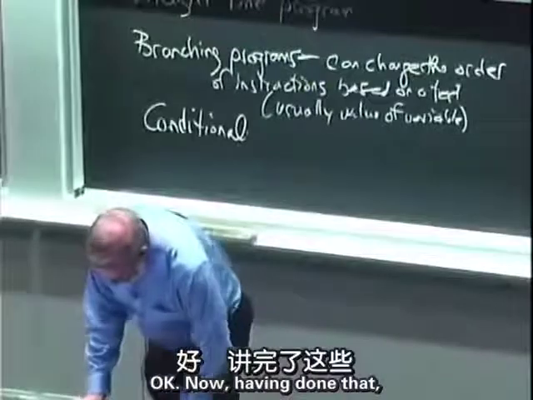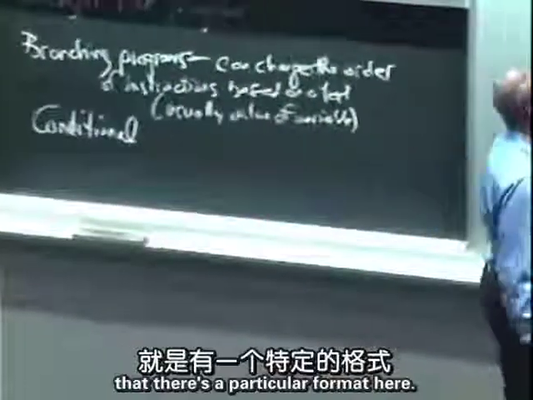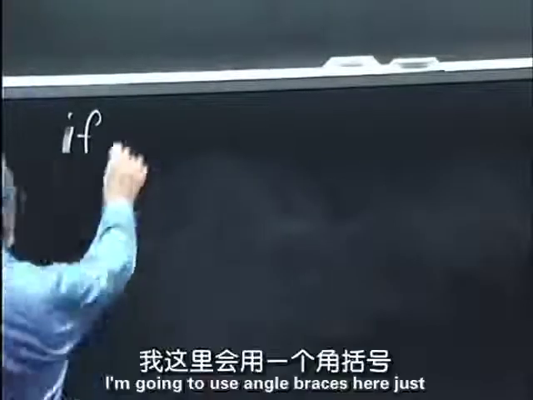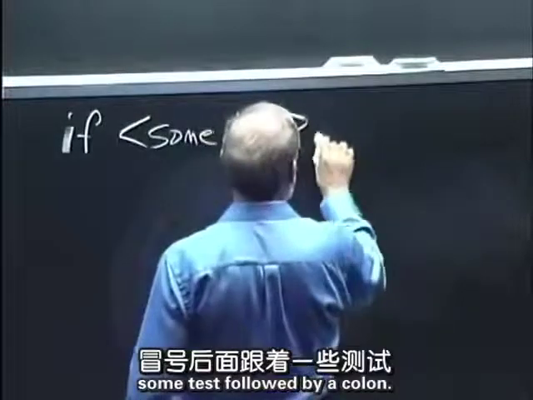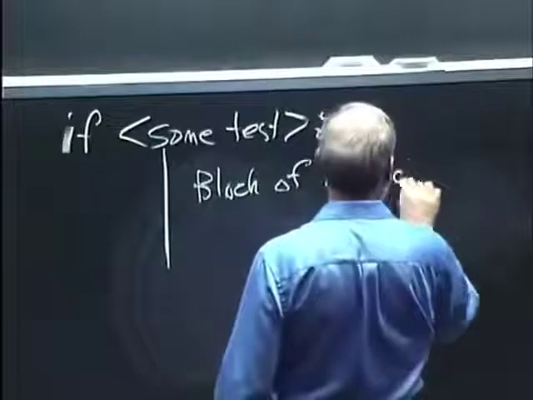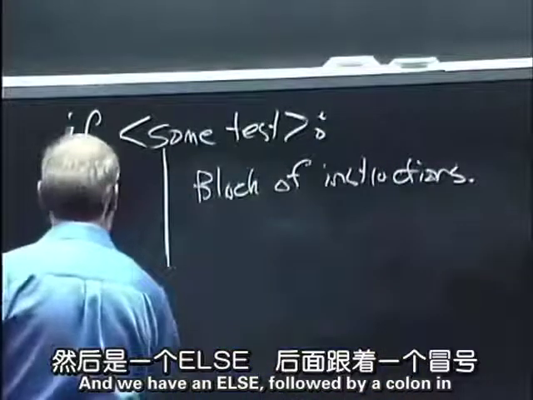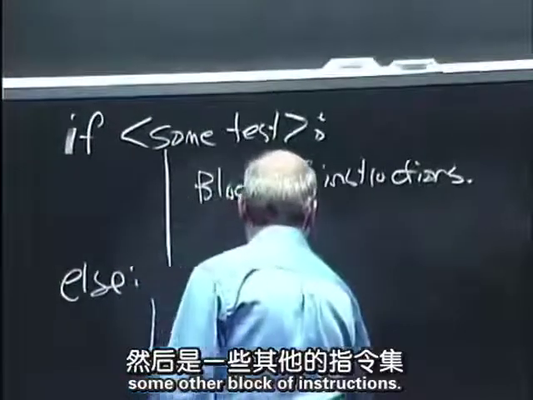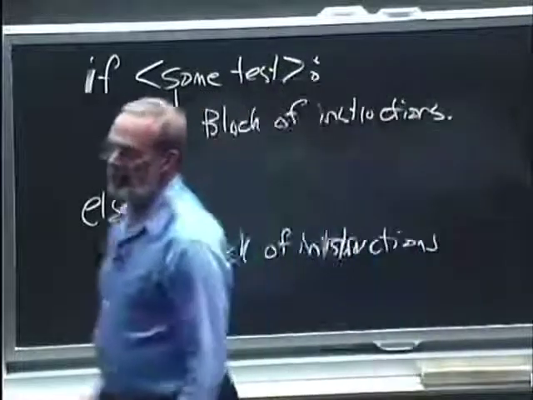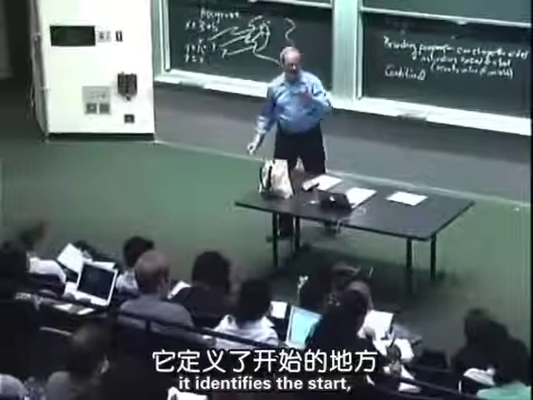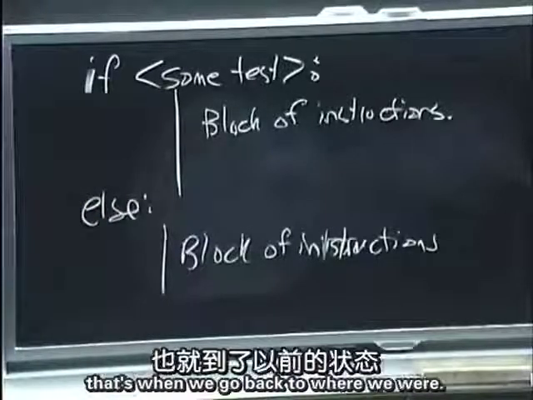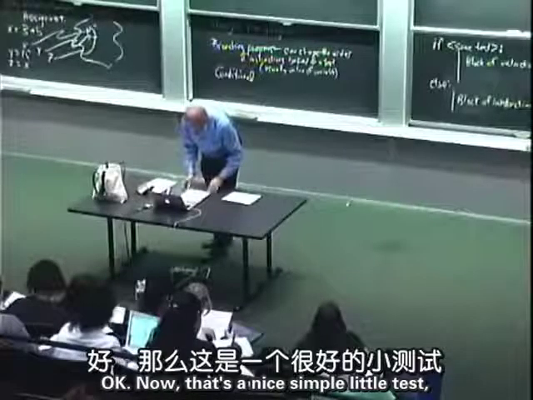Okay. Now, having done that, again, I want to stress this idea, and I'm going to write it out one more time, that there's a particular format here. So we have if, and that is followed by, I'm going to use angle braces here just to indicate something goes in here, some test followed by a colon. That is followed by a block of instructions. And then we have an else followed by a colon and some other block of instructions. And I want you to get used to this. That colon is important. It identifies the start, and then the set of indented things identify all the things at the same level. And when we reset back to the previous level, that's when we go back to where we were. Okay.